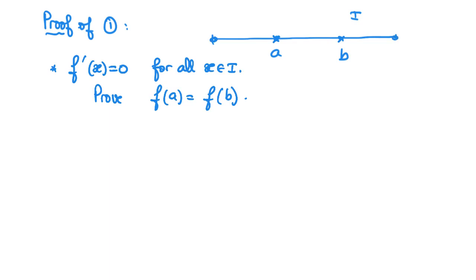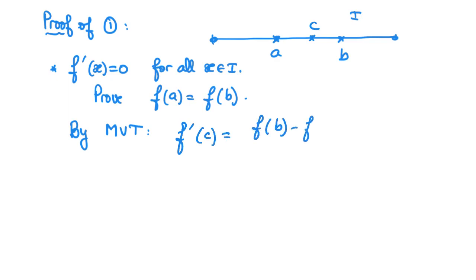So by the mean value theorem, of course, there exists a c somewhere in the interval, there is a c between a and b, such that f dash at c is equal to f of b minus f of a over b minus a. But we know that f dash of x is equal to 0.